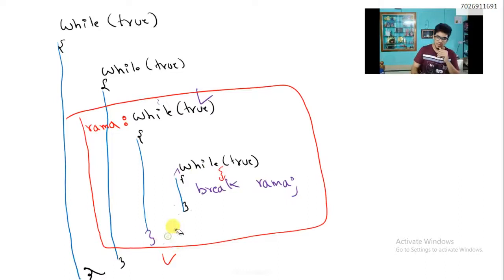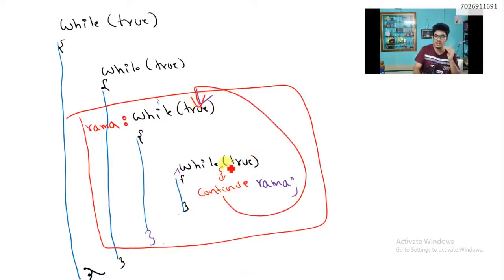Now when you tell continue Rama, what will happen? Normally if you tell continue, control will come and check this condition, but now control will come and check the Rama loop's condition like this. Please take this screenshot also. So simple to understand. If you have not understood this, do watch it again, no problem. I hope you understood.